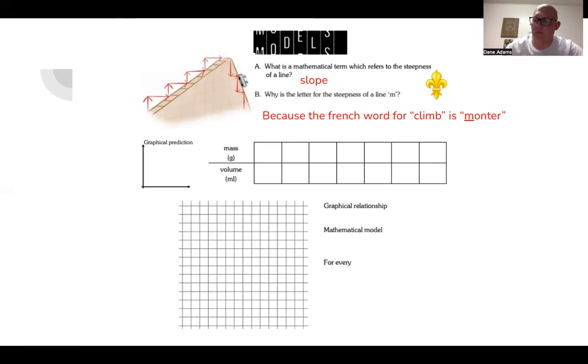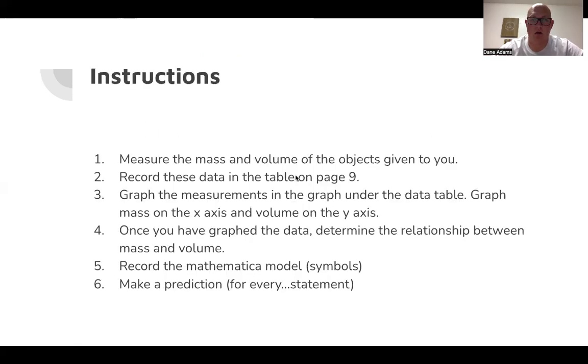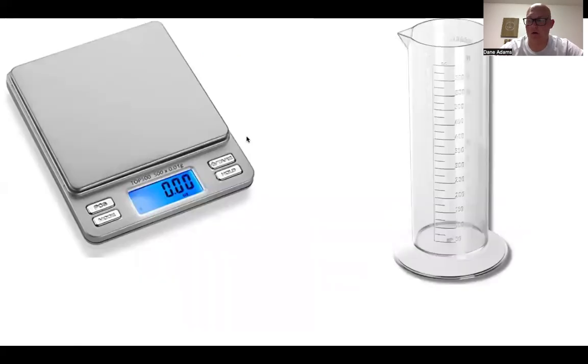Okay, at this point, you're just going to repeat the process that you did before. Only this time you'll be measuring and graphing the masses and volumes of various objects. You will work in table groups this time. That's groups of 3 or 4, depending on how many people are present. You will need a scale, a graduated cylinder, and a pink tub full of various different objects. And you're going to measure the mass and volume of those different objects.